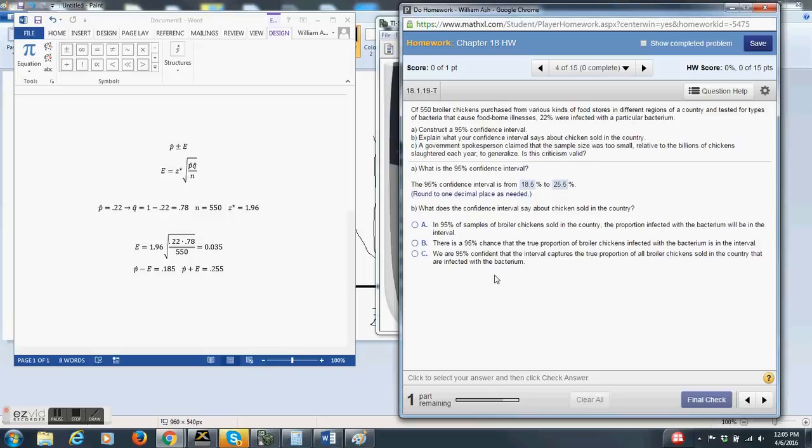So I go to the next question. Read the book, read the definitions very carefully here, because they do start to matter. You'll notice the actual calculations, well, if you use the calculator, you're done in one step. So what it means is much, much more important than the answer. But 95% of samples of broiler chickens, well, I'm going to tell you, and 95% of the samples, the proportion infected with the bacterium will be in the interval. Okay? There's a 95% chance the true proportion is in the interval. And we are 95% confident that the interval captures the true proportions of all broiler chickens.